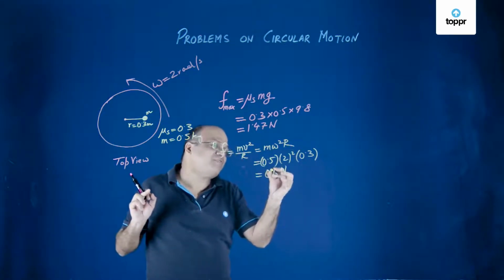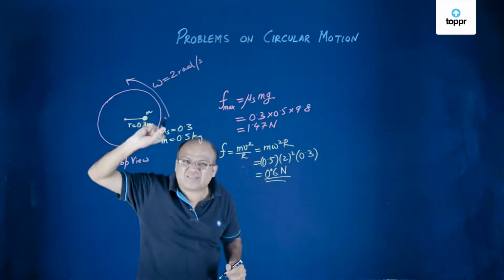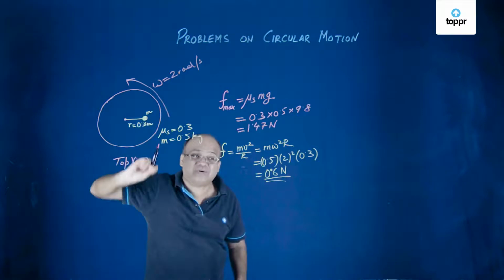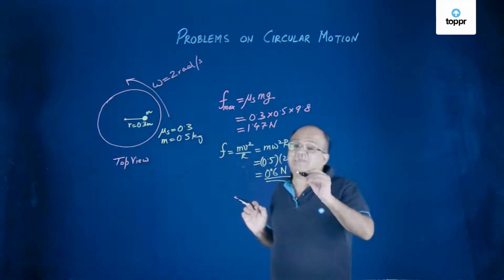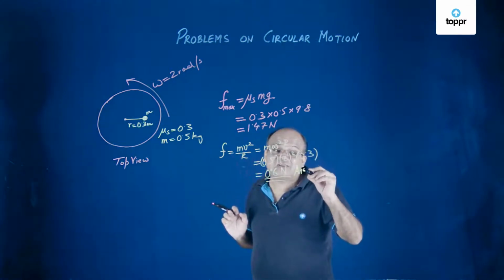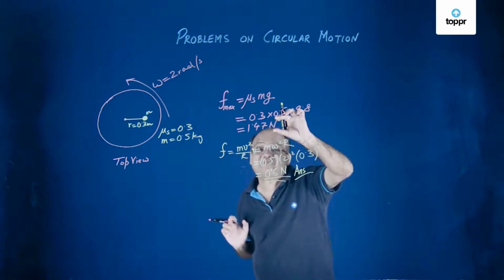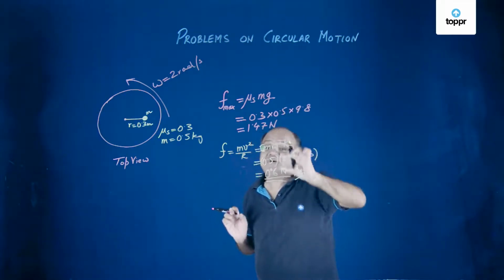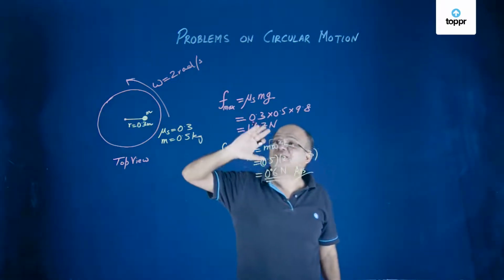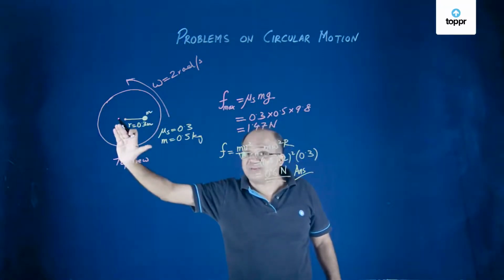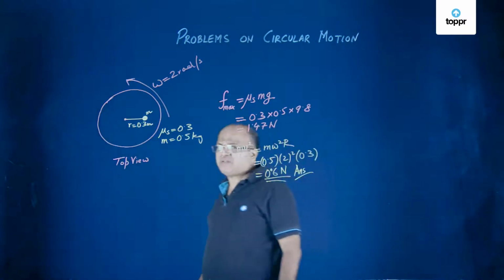And since this friction is less than 1.47, the surface between the mass and the table can provide a frictional force of 0.6 Newton. So the answer will be 0.6 Newton. This is the friction that comes into play. This is the maximum possible friction, 1.47 Newton. But the friction that will be coming into play is only 0.6 Newton, and since this is less than the maximum, the mass will rotate along with the table and not fly away. Right? Simple.